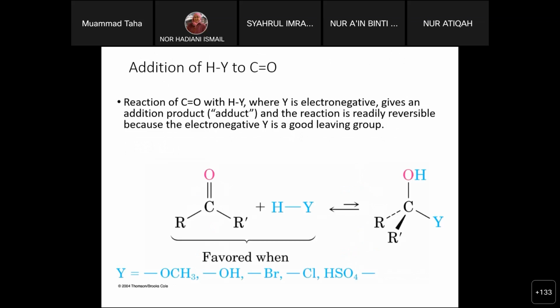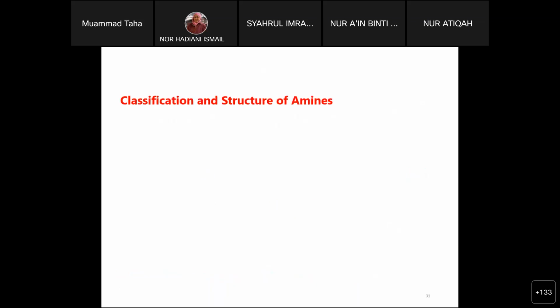So addition of HY to the carbonyl group, reaction of the carbonyl with Y being electronegative, gives an electron-directed product, and the reaction is reversible, because Y is a good leaving group. Okay, we have already discussed this. In this case, only the Grignard reagent is possible. Okay, so we will just have two slides on amines, because we are going to discuss amines and carbonyl reactions in the next few slides, so it is important that you know this.